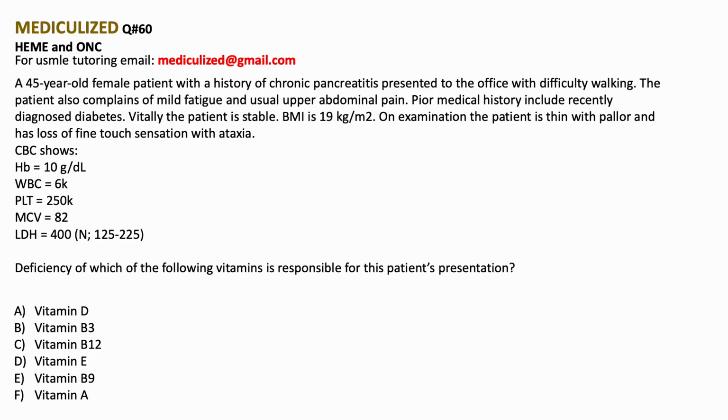So prior medical history includes recently diagnosed diabetes. Remember, that can also be because of the chronic pancreatitis. Remember, chronic pancreatitis eventually will affect the beta cells, right? So when the beta cells are destroyed because of the chronic pancreatitis, you can get diabetes because now you have no insulin, because insulin is produced by the beta cells.